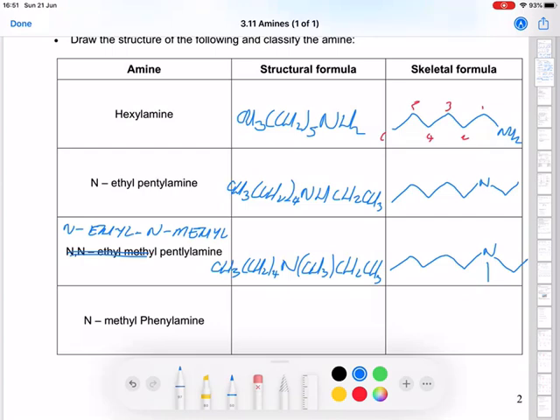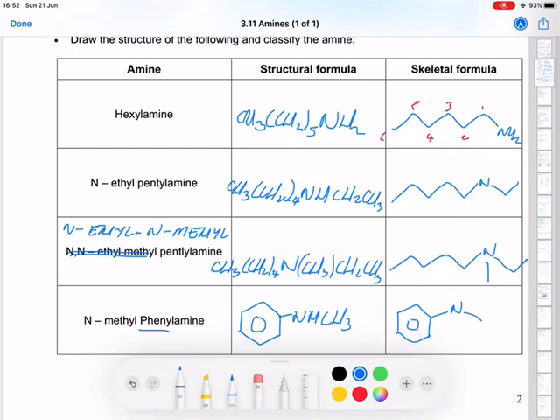And then this one, N-methyl phenylamine. Now, remember, the phenyl is benzene. So there's a couple of ways you can do this. The exam board is quite relaxed when it comes to writing benzene in a structural formula. It will allow you to draw the benzene out. And if you remember, benzene looks like that. The amine is going to have an H and then a CH3 on here. In terms of the skeletal formula, there's benzene to an N and then to a methyl coming off there.